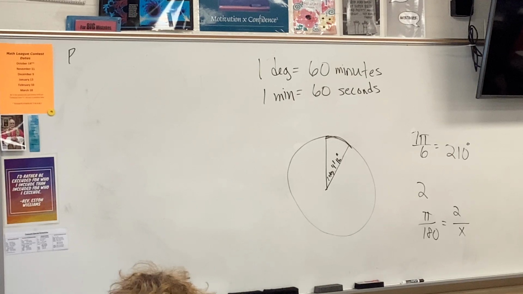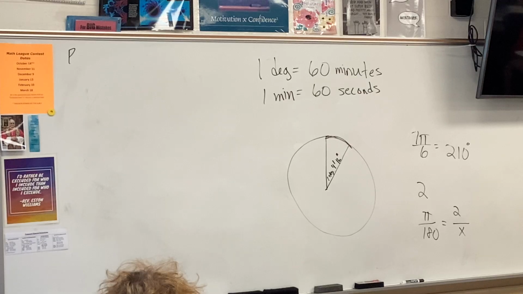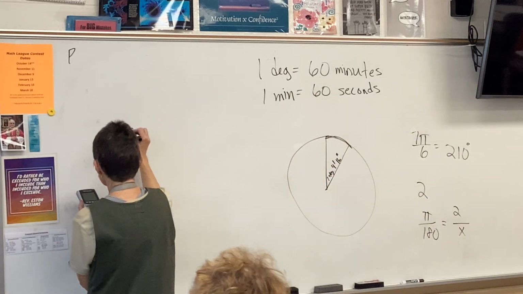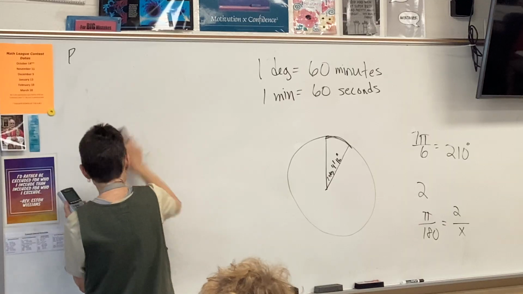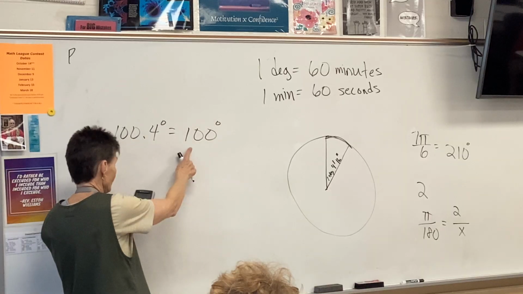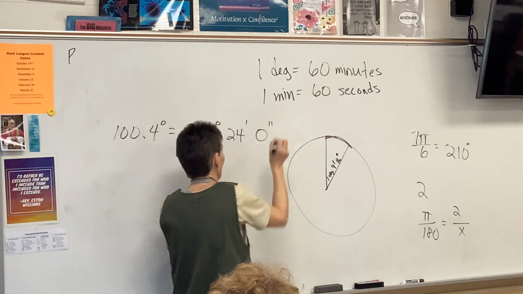And if you look down that list, one of the options is DMS. What does DMS stand for? Degrees, minutes, seconds. So if you just click down there and press enter, and then enter again, it tells you that 100.4 degrees, that was our problem, is the same as 100 full degrees, 24 minutes, and no seconds.